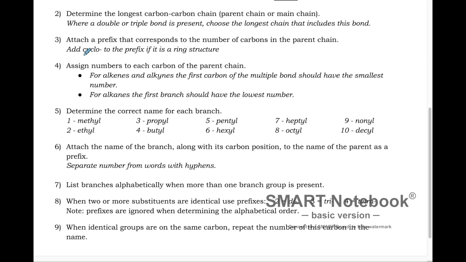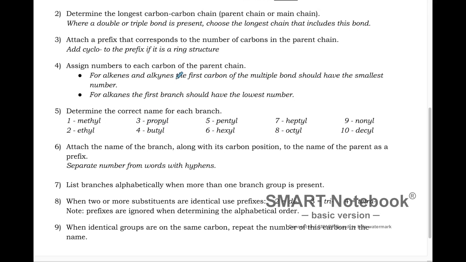The next rule: assign numbers to each carbon of the parent chain. We need to make sure that we're ordering them correctly. So if you have a long carbon-carbon chain, you either start left to right or right to left. For alkenes and alkynes, the first carbon of the multiple bond should have the smallest number. So you want to order such that you have the lowest combination possible.